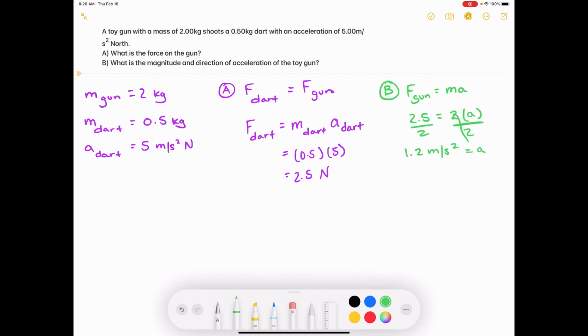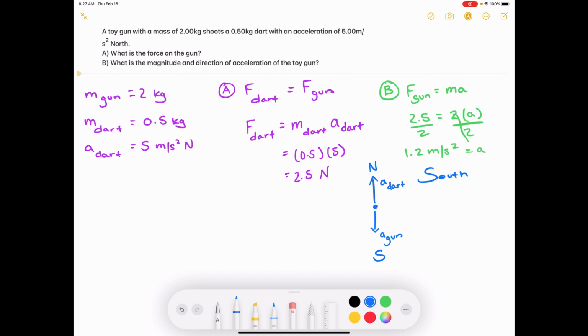Now, it says the magnitude and the direction. We just have the magnitude, so let's think this through. If we know that our dart is accelerating north, right? We'll call this the acceleration of the dart. And we know that's north. And we know, remember we talked about Newton's third law says for every action there's an equal and opposite reaction. So that means the acceleration of the gun must be in the opposite direction, which would be south.